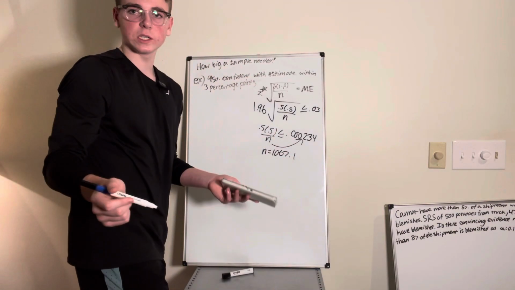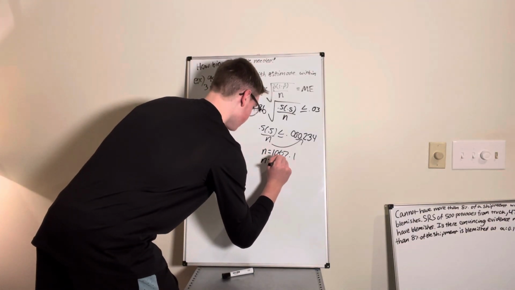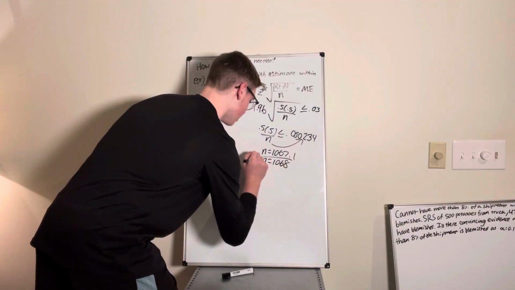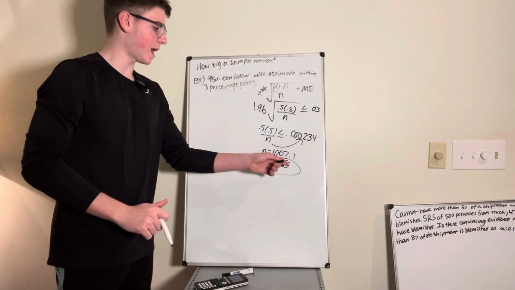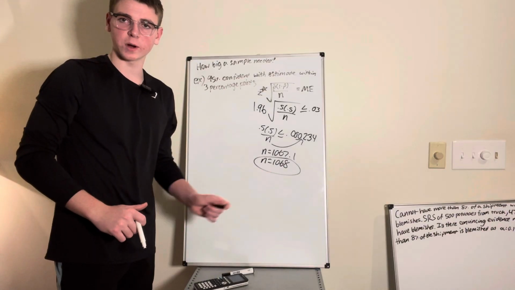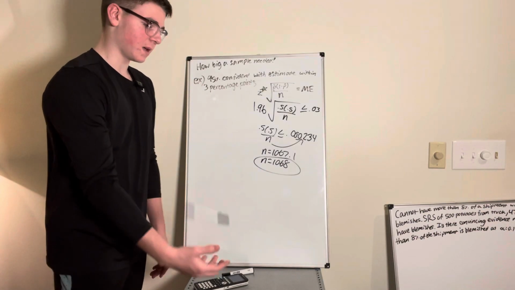1067.1, but you're always just going to round up on these numbers to be safe. So n equals 1068. If you round it down, I don't think you're wrong, but you're not going to have like a tenth of a person. So just round up and say like 1068 people.